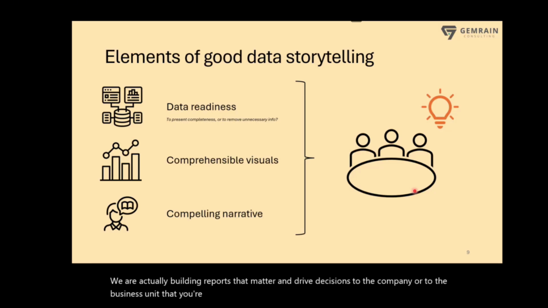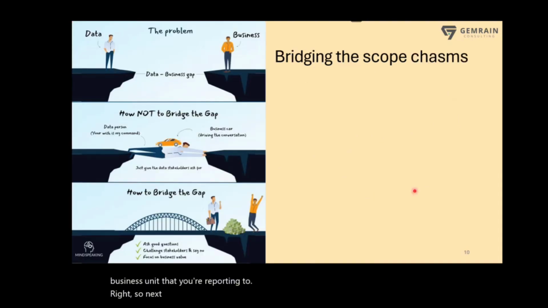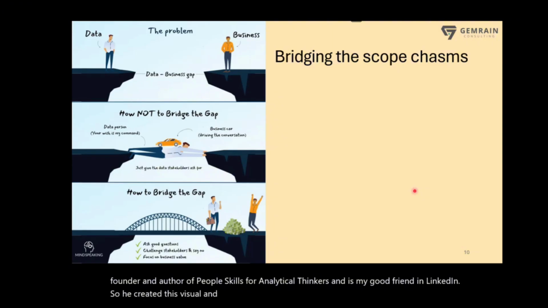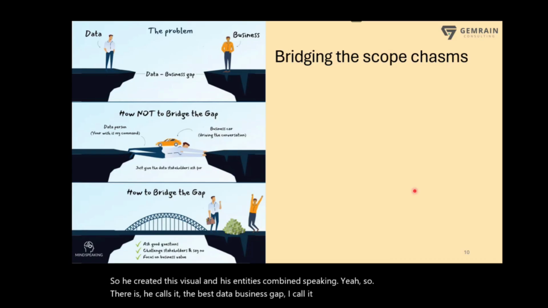So next thing is I want to share with you a visual by Gilbert Eikelenboom. He is a founder and author of People Skills for Analytical Thinkers and is my good friend on LinkedIn. He created this visual and his entity is called Mind Speaking. Yeah. So he calls it the data business gap. I call it the scope chasm.